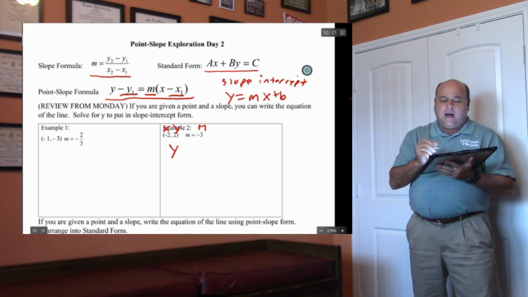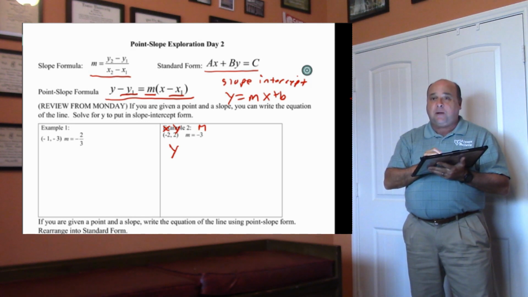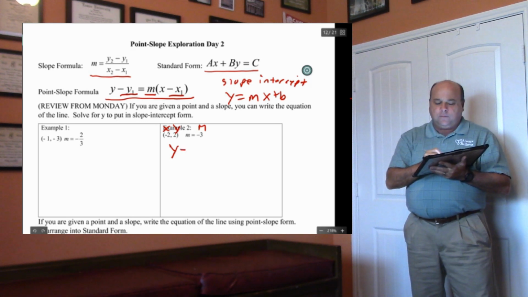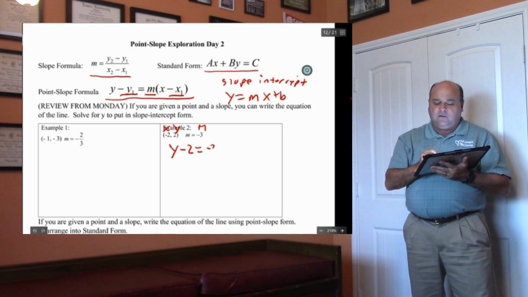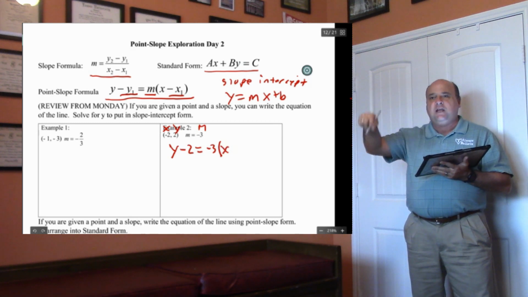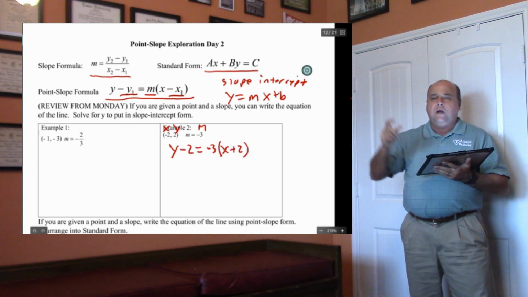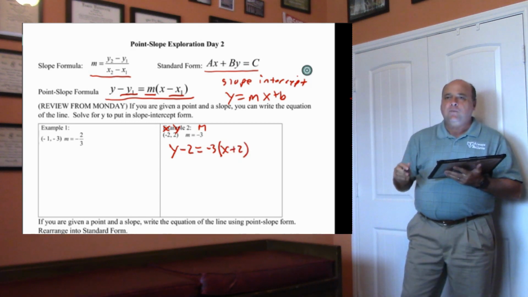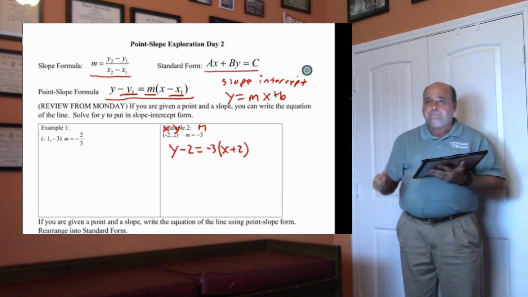So I'm going to write down y. Then I'm going to say, what is the opposite of my y? The opposite of a positive 2 is a negative 2. So I'm going to have y minus 2 equals, I'm going to put my m next, negative 3, parentheses, and then x, and then I'm going to put the opposite of my x. The opposite of my x is a plus 2. We did this in the last lesson, didn't we? So you should be able to get the point and a slope and plug it into point slope.